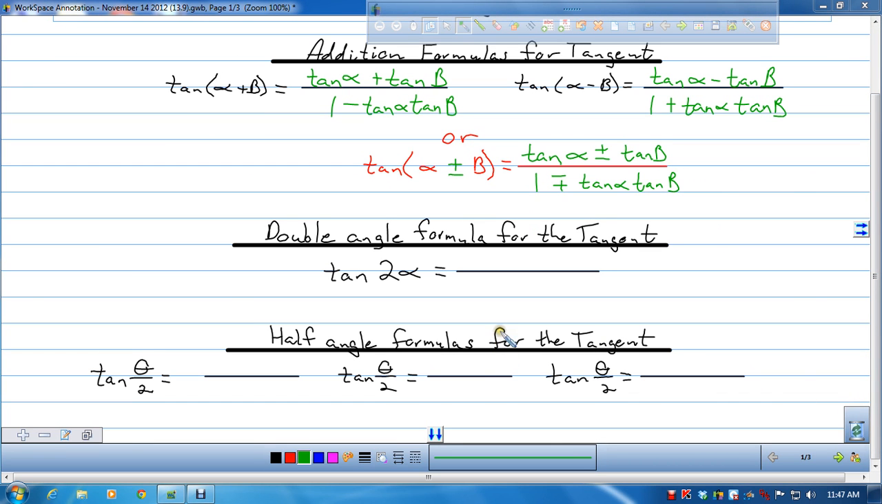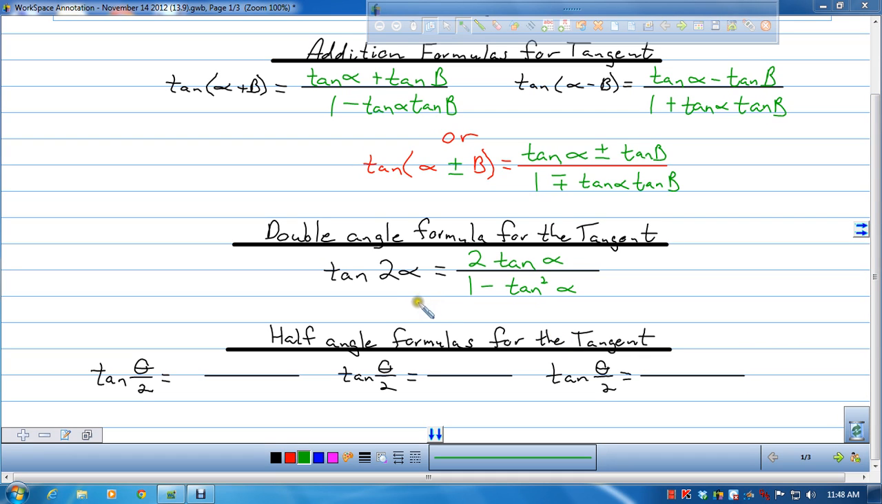Okay, the double angle formula for tangent is pretty simple. It goes like this. It's going to be 2 times the tangent of alpha over 1 minus the tangent squared of alpha. Okay.